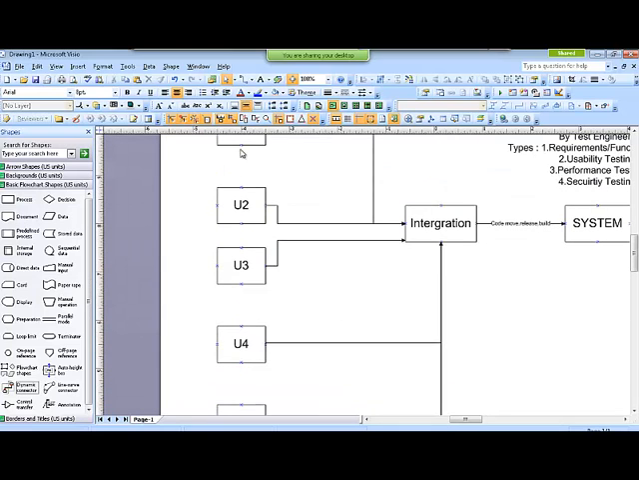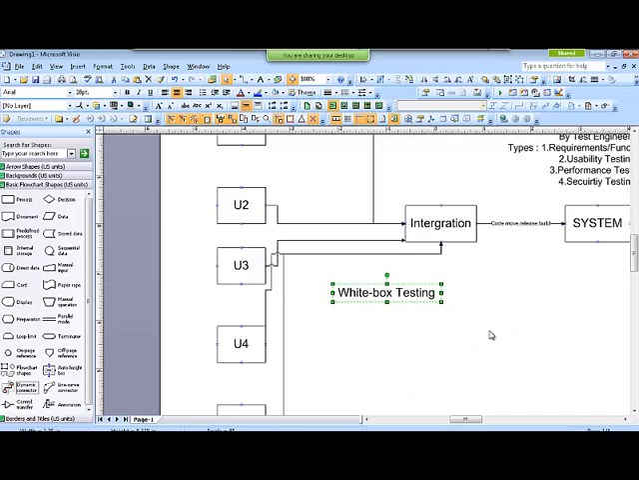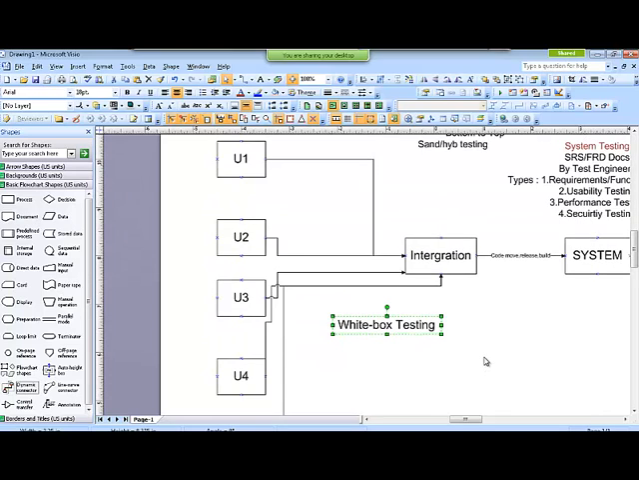We also have a different name for this code level testing. The name is white box testing. So unit testing, and integration testing as well, are called white box testing. White box testing talks about code level testing.